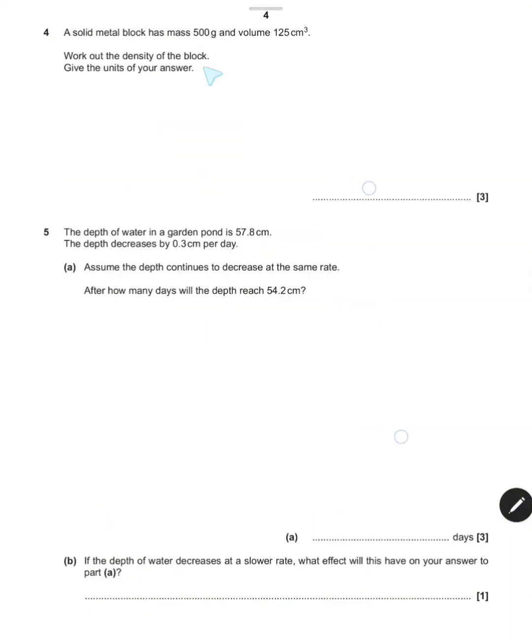out of 12. Question 4, we're looking at a metal block with a mass of 500 grams and a volume of 125 centimeters cubed, and we're asked to work out the density. Well, density is mass divided by volume, so that's going to be 500 divided by 125.